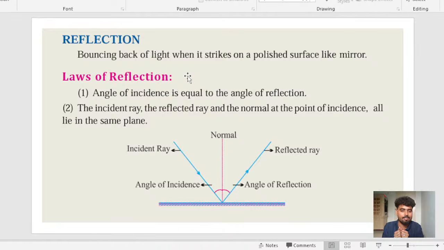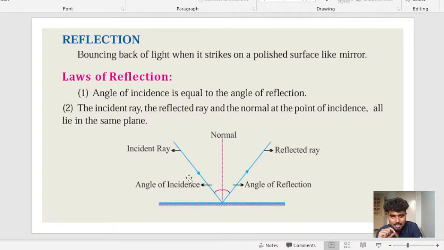What are the laws of reflection? The angle of incidence is equal to the angle of reflection. So angle i is equal to angle r. Angle of incidence is equal to the angle of reflection. So what is the second point? The incident ray, the reflected ray and the normal at the point of incidence all lie in the same plane. Okay, forget about these points. I will just give you some hints how to write it.